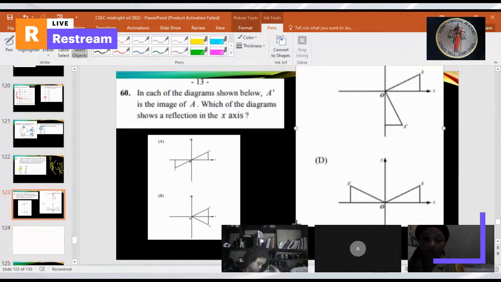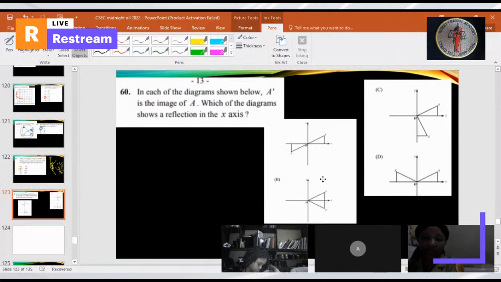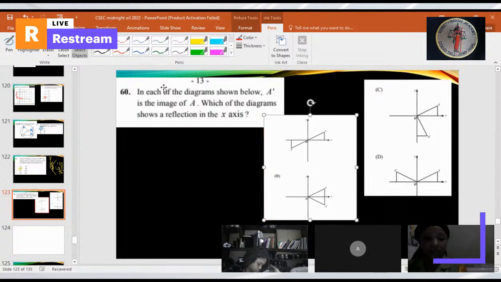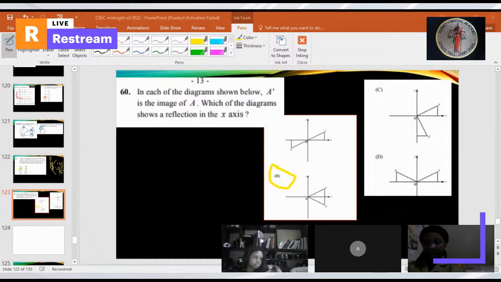all right, so let me fix back my slides. All right, so the answer is B. That's a reflection in the x-axis. And we've come to the end of our 60 questions, with some minutes to spare before 2 a.m.